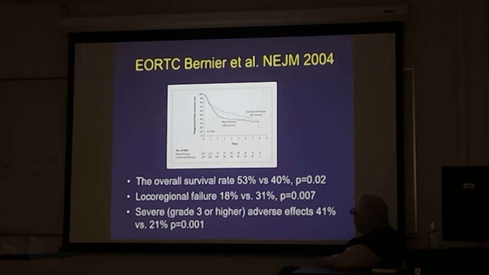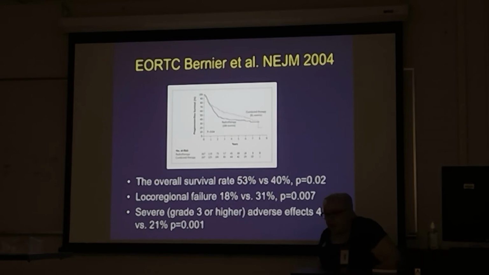So overall survival rate was 53 versus 40. Local regional failure was 18 versus 31. And severe grade 3 or higher adverse effects were 41 versus 21. So what do we mean by adverse effects or severe grade 3 or higher?